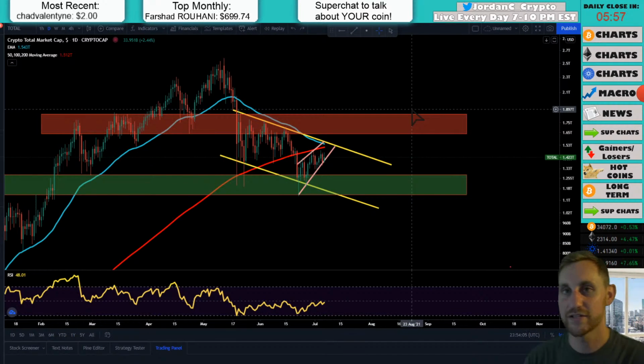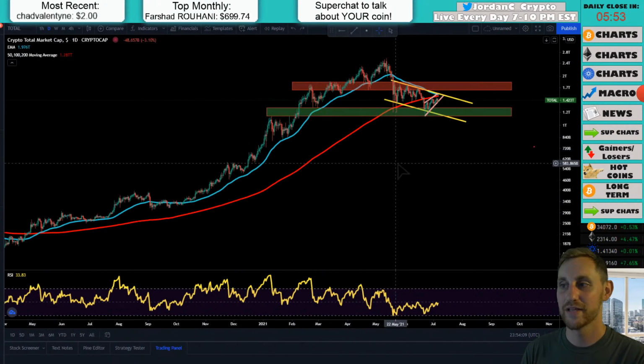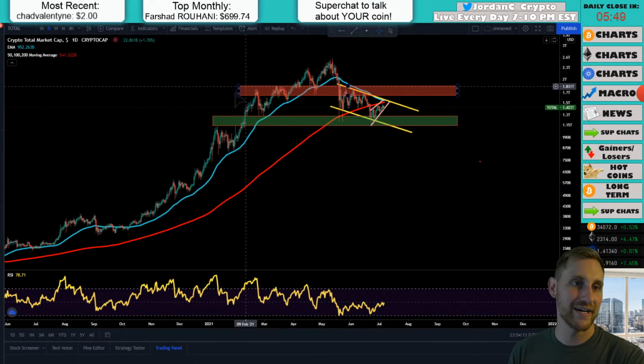But yeah, the total market cap looks bearish. If we break this green box, well, that's not going to look too good for the total market cap. But that is besides the point.